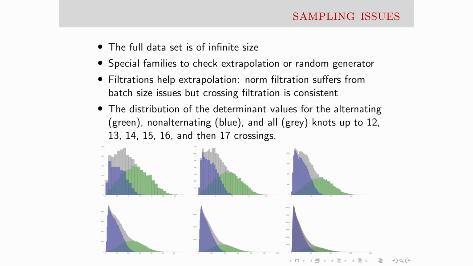These are the distributions of the determinant. And you can see the joint gray distribution, here it's kind of a mixture between the two, but here it's completely dominated by the non-alternating knots. And the alternating knots have this Gaussian type distribution that's sort of irrelevant. It sort of works with the tail.